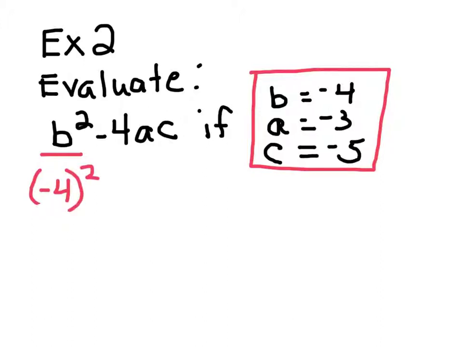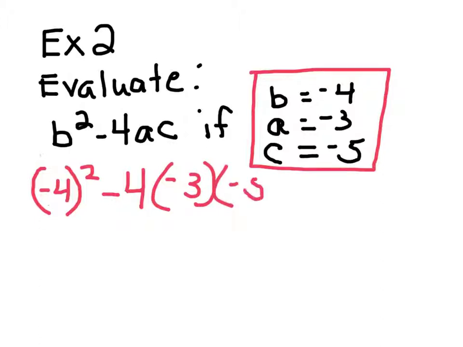Remember, I can't just write it like this. If I get rid of the parentheses, I can't write it like this, because then I would be squaring the 4 and taking the opposite of that. That's not what this is saying here. All right, so I need to have parentheses around it. I'm going to square whatever b is, minus 4 times whatever a is, which is a negative 3, times whatever c is, which is a negative 5.